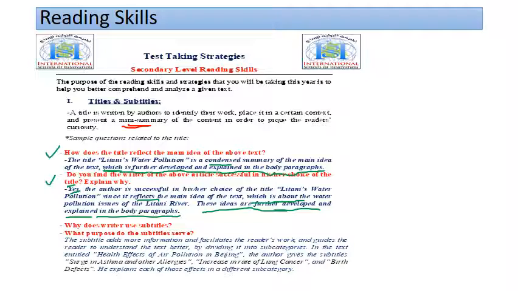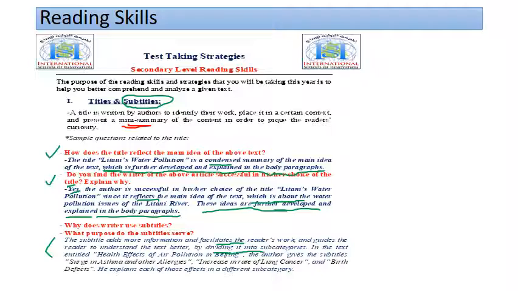Now, another question I might ask you is about subtitles, and we had a lot of that in our last lesson, which is about deforestation, causes behind deforestation, where they were written by the author as subtitles. Why does the author use subtitles? What purpose do they serve? The subtitles add more information, facilitate the reader's work, and guide the reader to understand the text better by dividing it into subcategories.